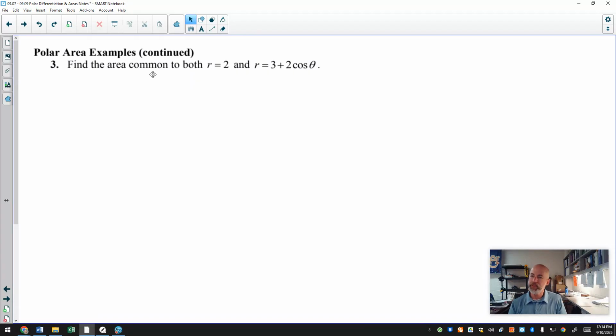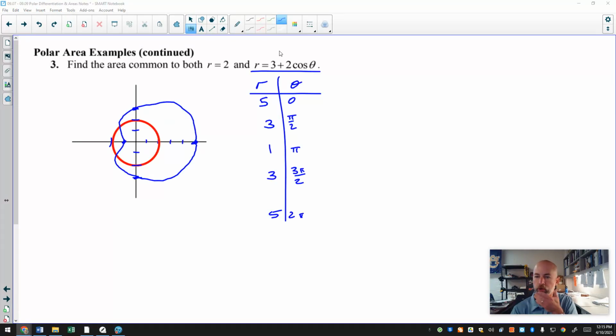The area common to both r equals 2 and r equals 3 plus 2 cosine theta. Ooh, let's see. Let me graph those and see what's going on with this one. All right, so here's the graph. So we have a limaçon, a dimpled one. I guess there's a dimple. I didn't investigate it enough to figure out if there's a dimple, but that's a good enough graph. We want the area common to both of those.